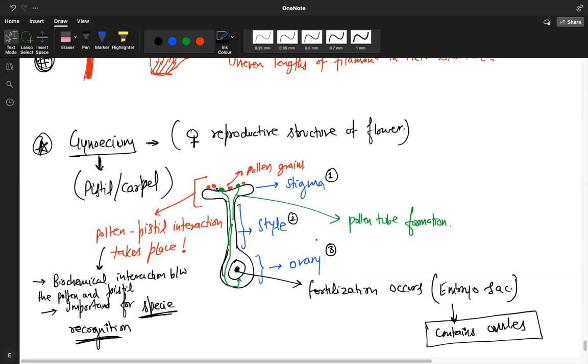Then come to the next part, the style. The style is a long cylindrical structure that connects stigma to the ovary.